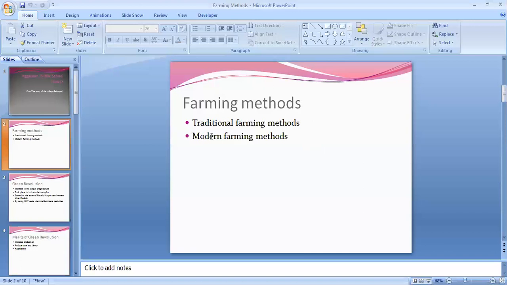Now we are discussing modern farming methods. Modern farming methods include the use of electricity, machinery, HYV seeds, chemical fertilizers, pesticides, and insecticides. In this, farmers also use tube wells and canals as a source of irrigation. By tube wells and canals, the land area of the farmers is irrigated. So these are the two farming methods.